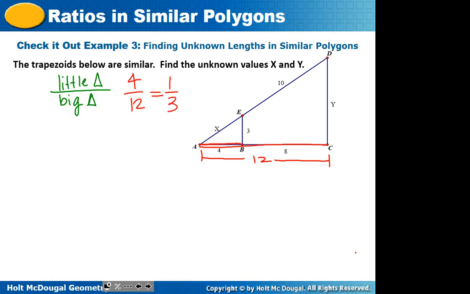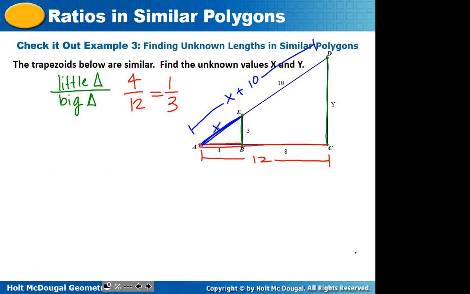Now, if you notice, we can't do that anywhere else, because here we have a 3 and a y, and up here on this one we have an x here, and then we have 10. Now, so this whole side, we do have x here, but then the whole side up here is x plus 10, because we got to add those two parts together to get the whole thing, back to the segment addition postulate. Okay, so now let's see if we can solve for y.